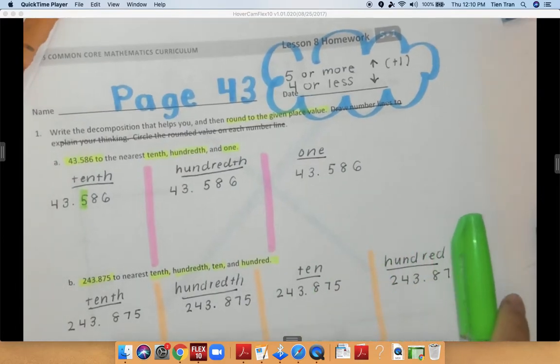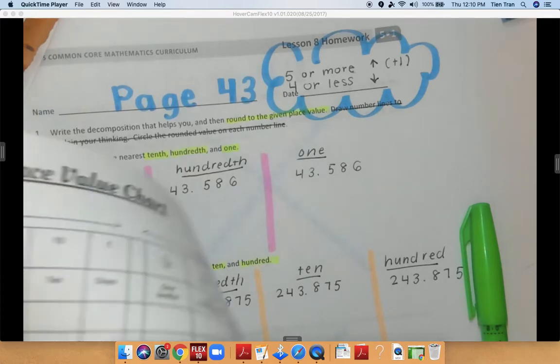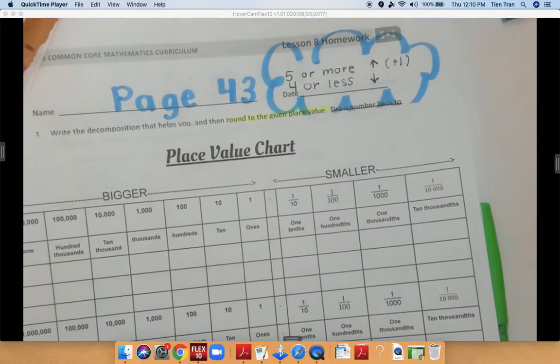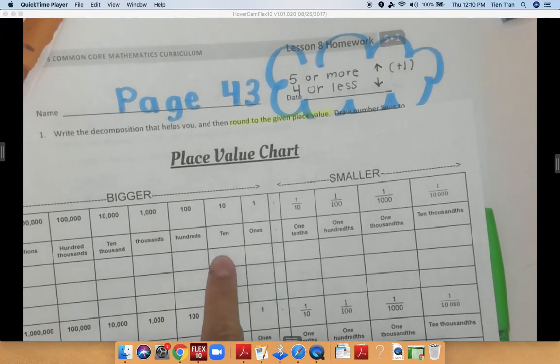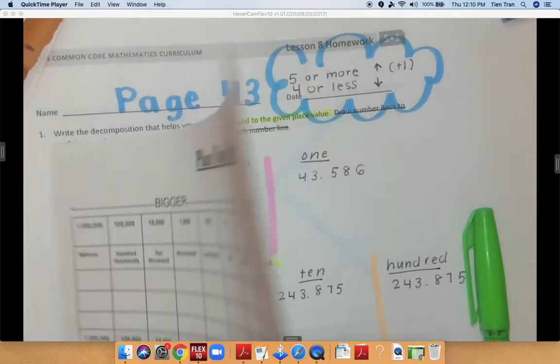And if you don't remember, then please make sure you are using your place value chart. So this is the place value chart, and you'll see the same thing. Your ones, your tens, your hundreds, your thousands. On the other side, tenths, hundredths, thousandths, and so on.